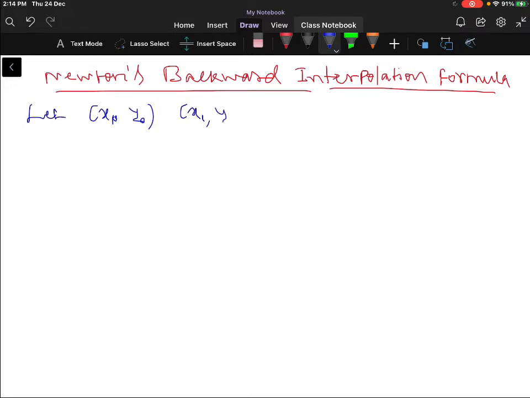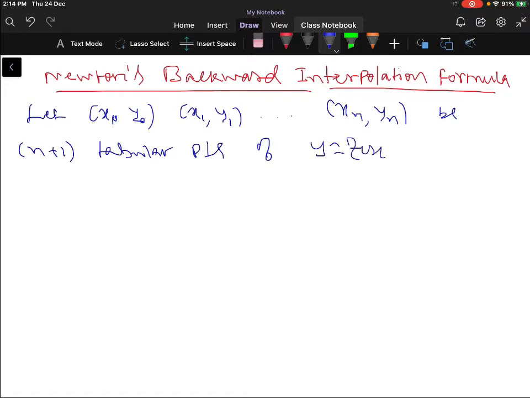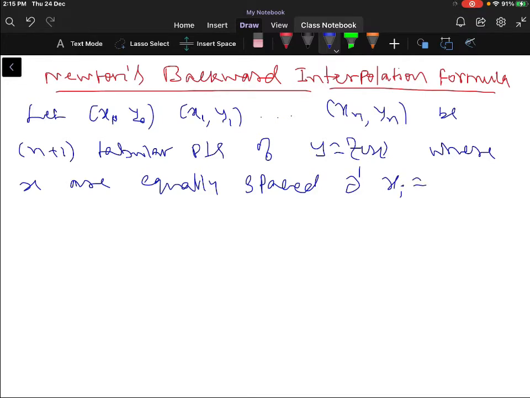Let x0, y0; x1, y1; and so on, xn, yn be the n plus 1 tabular points of the function y is equal to f of x, where x are equally spaced such that xi is equal to x0 plus ih, where i is equal to 0, 1, ..., n.